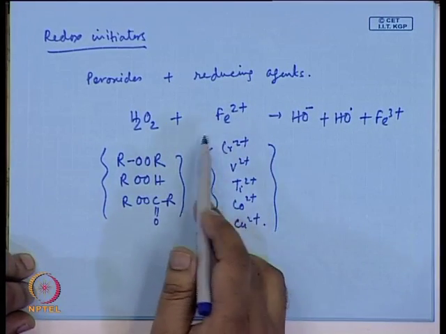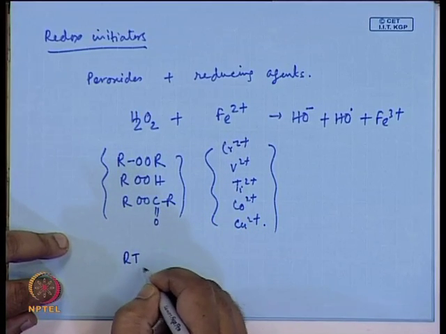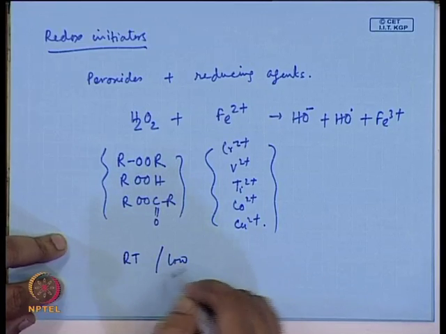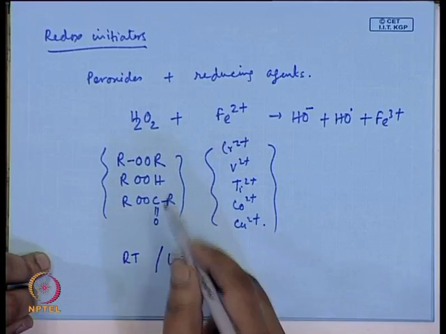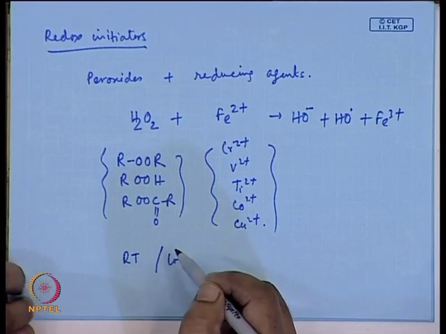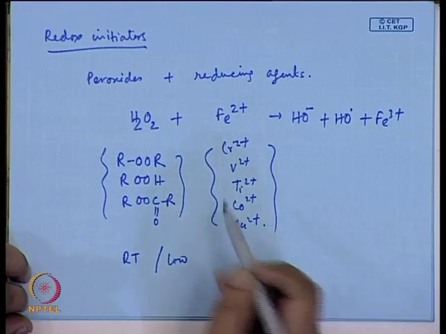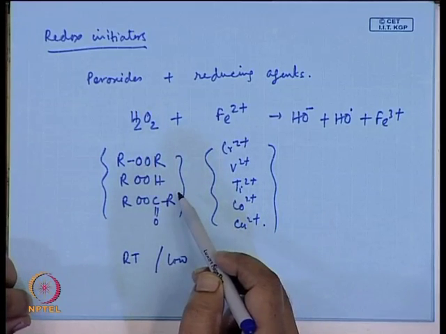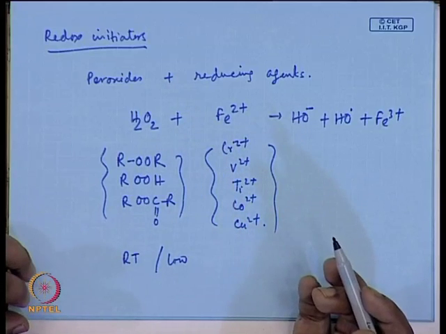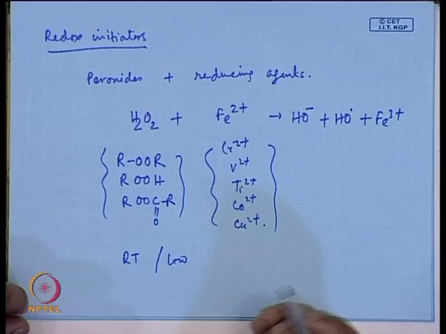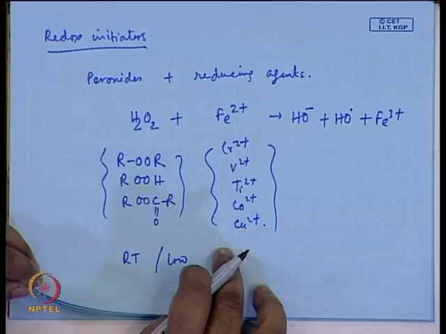And the reaction is much faster and it can be done at room temperature or even at low temperature, 0 to 5 degree centigrade or so. If you want to do a reaction at low temperature for whatever reason, then this is the initiator system you can apply. As these are soluble in aqueous medium, you can carry out aqueous radical polymerization using a redox initiator like this, or even radical polymerization in emulsions.